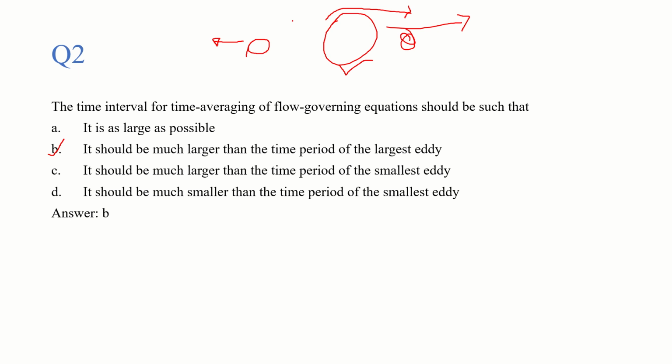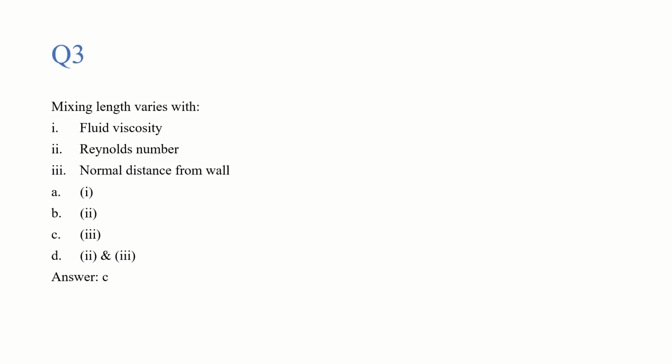So now we'll move on to question 3. Mixing length varies with fluid viscosity, Reynolds number, normal distance from wall. The options given are only fluid viscosity, only Reynolds number, only normal distance from the wall, or both Reynolds number and the normal distance from the wall. So can anyone say what is Prandtl mixing length? Or else, if you are not willing to say, just think and recollect in your mind.